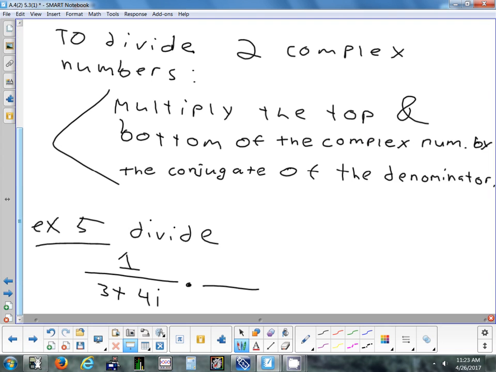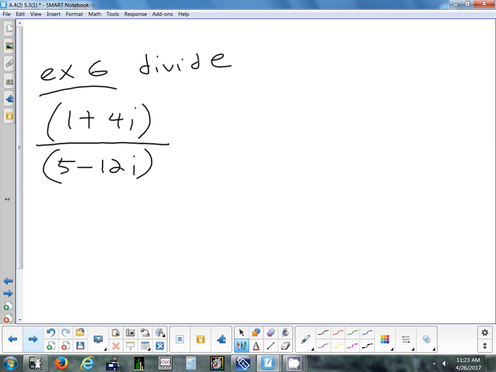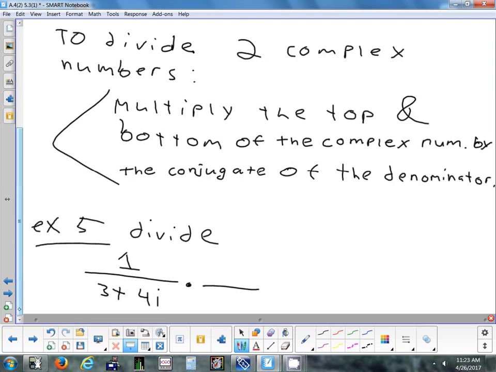Okay, the first one I'm going to start you out with is a little simpler. The bottom number is a complex number with a real and imaginary part. The top one isn't. It's just a single number. Okay. The next one we do, there'll be a complex number that has a real and imaginary part in the top and the bottom. Okay. But we'll start out with this one. It just makes the distributive property a little quicker in the top, that's all.